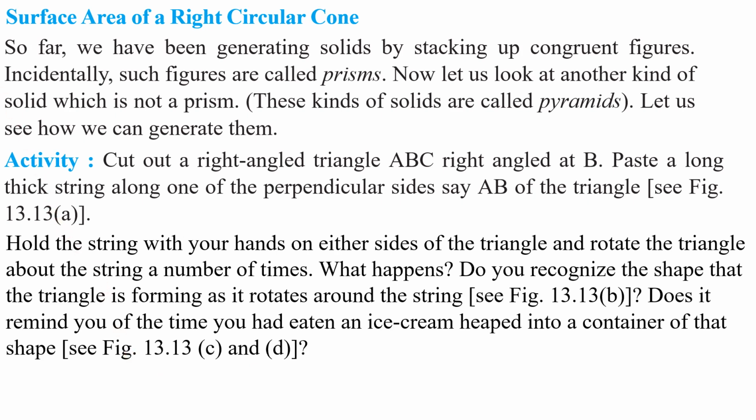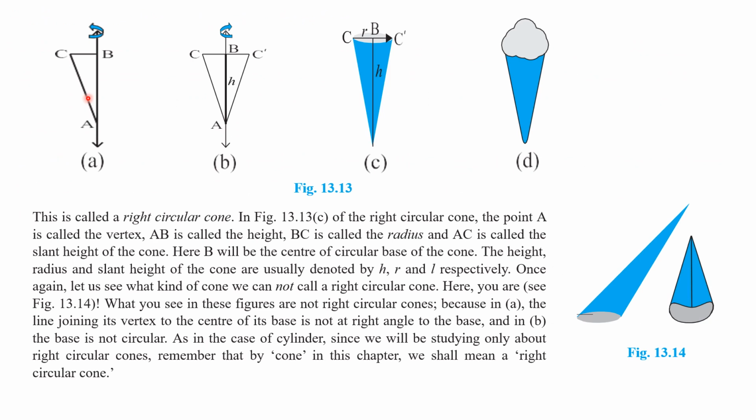So we have rotated the triangle and got a solid shape. This resembles a cone. This is called a right circular cone. See the figure 13.13c of the right circular cone.